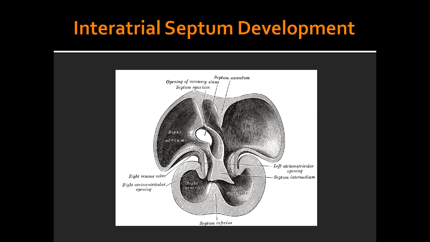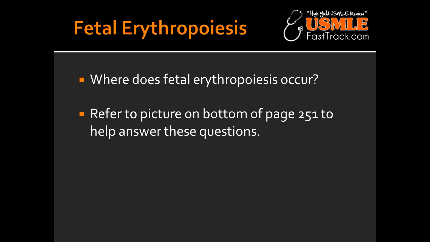So based on what we just talked about, what is the reason why there would be a patent foramen ovale? The reason for a patent foramen ovale is because there would be a failure of septum primum and septum secundum to fuse after birth. Fetal erythropoiesis.